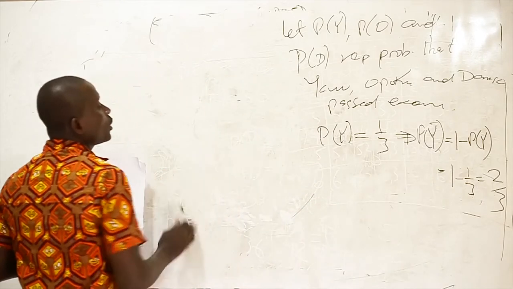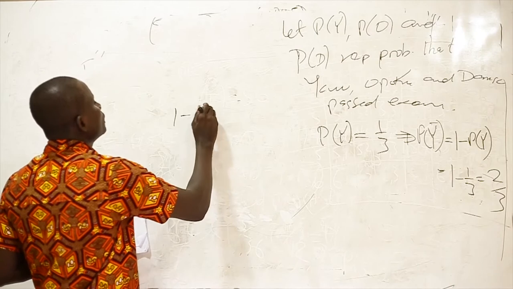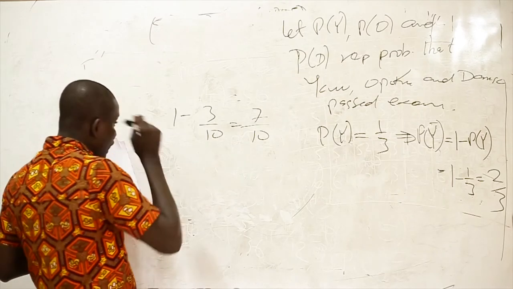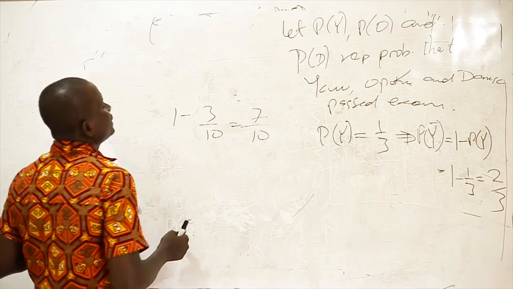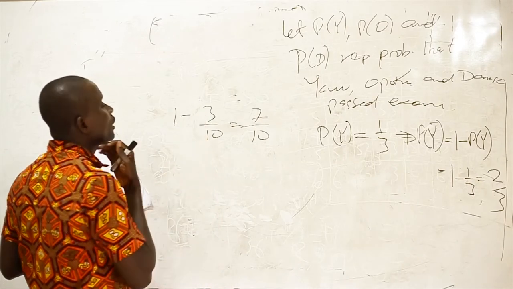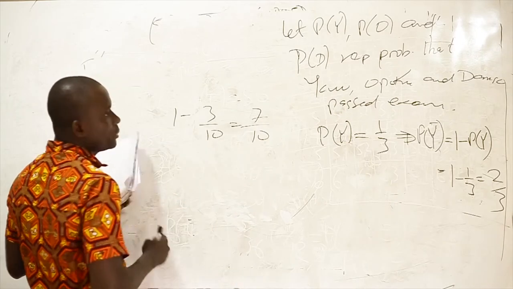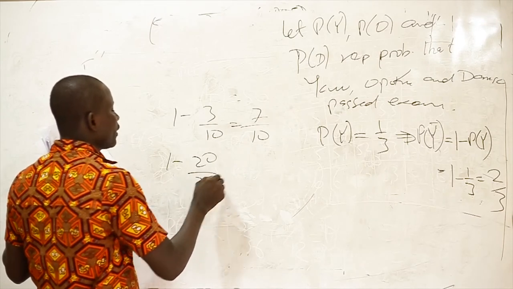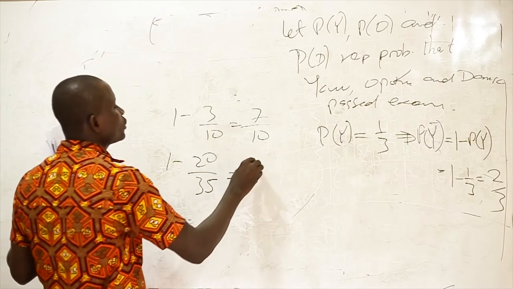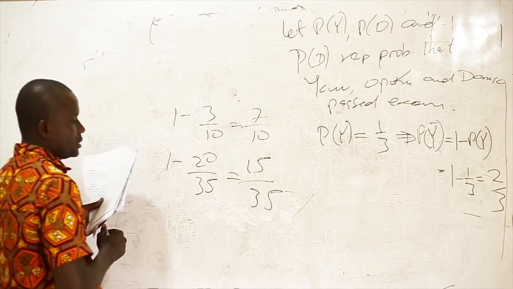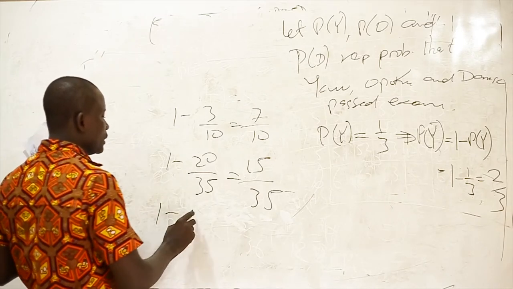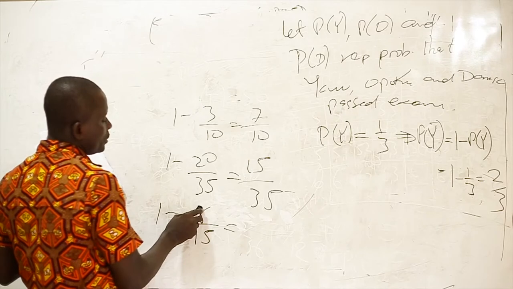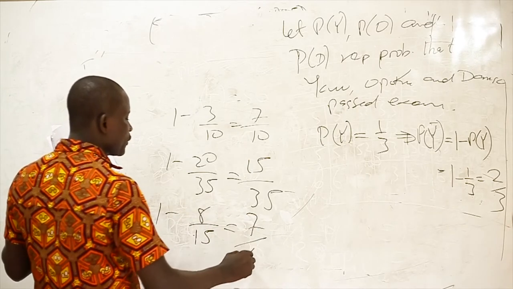So let's look at the simplest way of doing this fraction. If I have 1 minus 3 over 10, the answer is 7 over 10 straight away. I want you to get this concept clear. Anytime you are subtracting a proper fraction from 1, just subtract the numerator from the denominator. That will give you 7, then you maintain the denominator. Let's say 1 minus 20 over 35. Subtract 20 from 35, you get 15. Then you maintain the 35 at the base. 1 minus 8 over 15: subtract the 8 from 15, you get 7, then you maintain the 15 down.